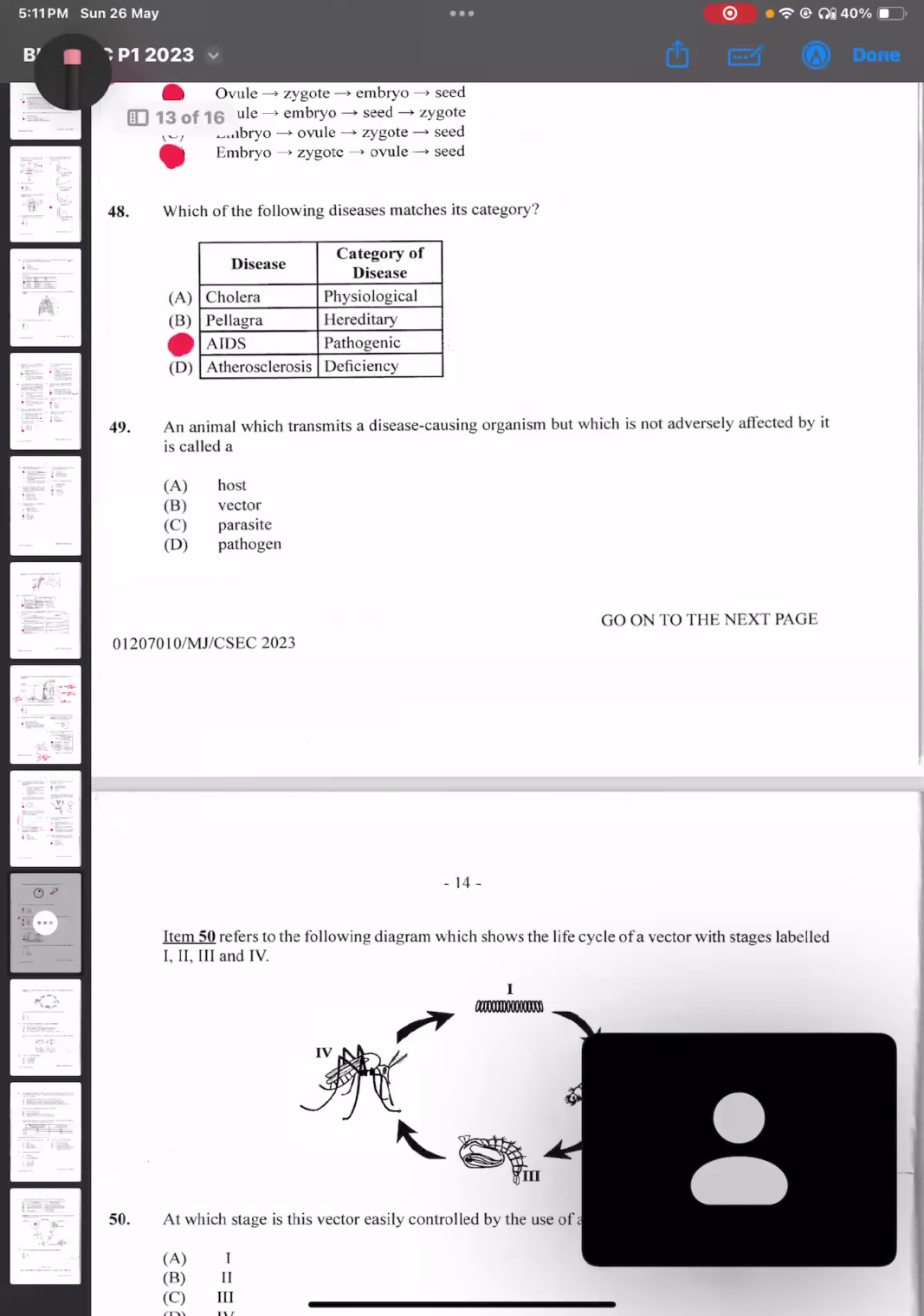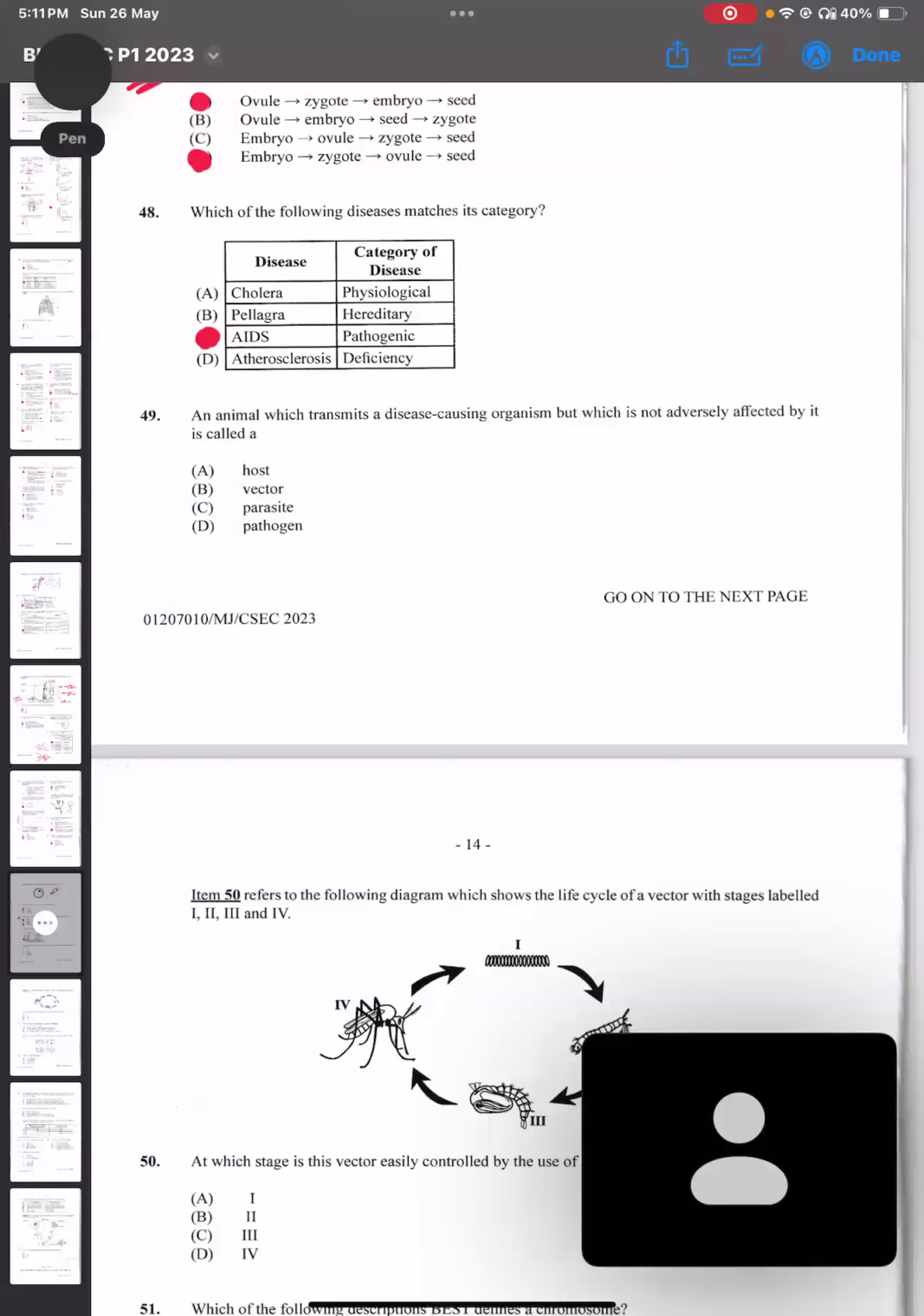And then 49, it is going to be a vector, because that's an organism that transports some disease-causing pathogen, but it itself is not affected by it. So a mosquito that transports the pathogen that causes malaria does not suffer from malaria itself. It doesn't show any of the symptoms of it. It just transports it. So that's why we call it a vector.